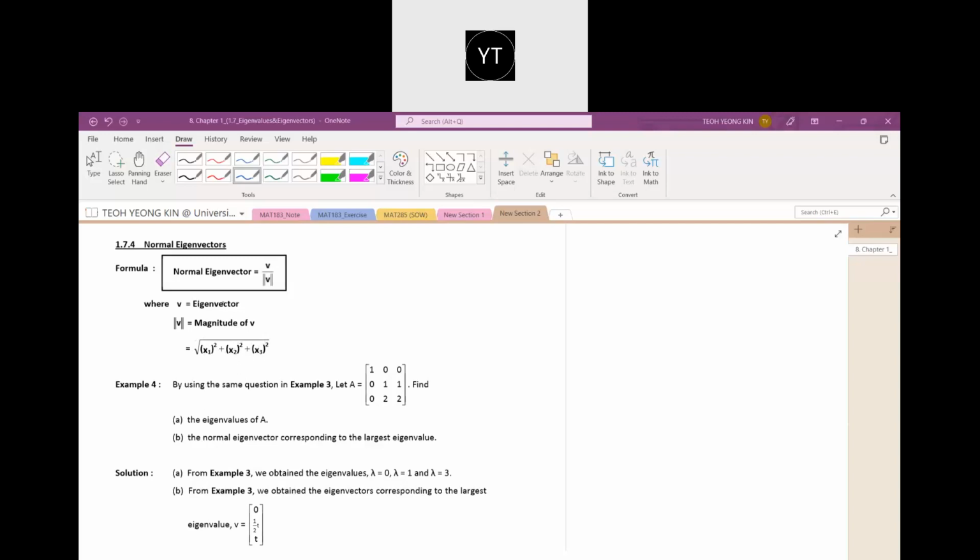So in order to find the normal eigenvector, first you need to get the eigenvalue.